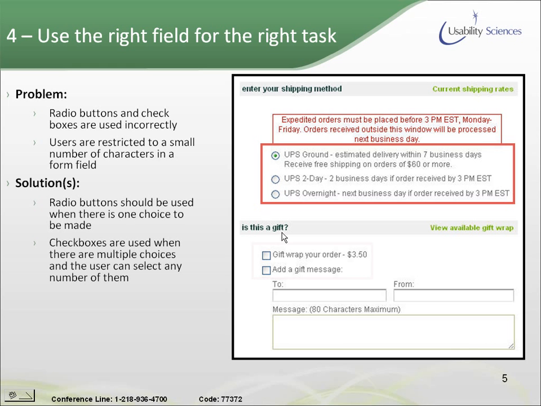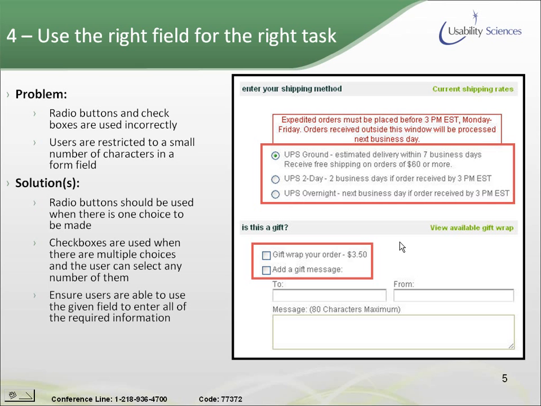For checkboxes, you can use those when you have more than one option to be chosen. So if it's a gift, you can choose gift wrap and add a message, or you can just choose gift wrap, or you can just add a gift message. You don't have to choose both of them, and you don't have to choose one of these at all.